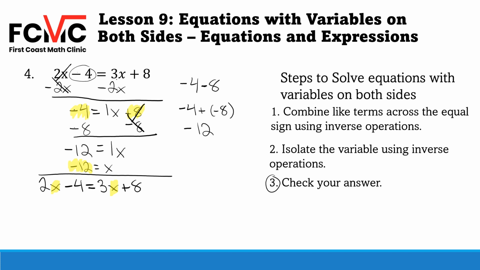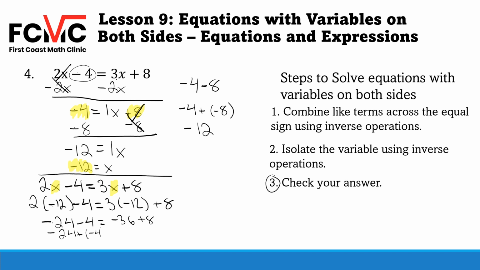So we're going to have 2 times negative 12 minus 4 equals 3 times negative 12 plus 8. 2 times negative 12, multiply two numbers that are opposite signs. The answer is going to be negative, so negative 24 minus 4, and then negative 36 plus 8. Negative 24 minus 4, again, we can rewrite this as negative 24 plus negative 4, and we're going to get negative 28.